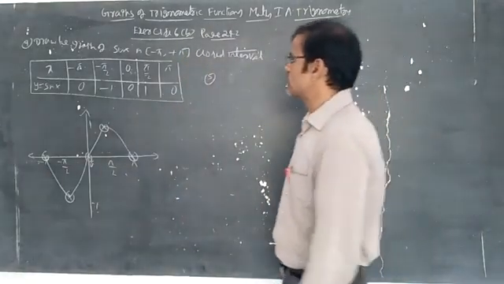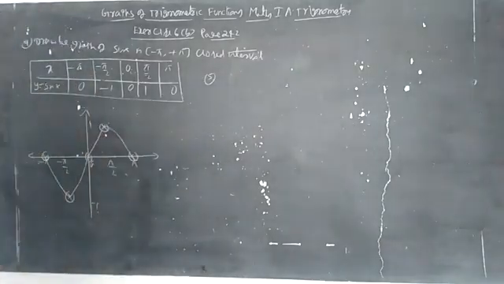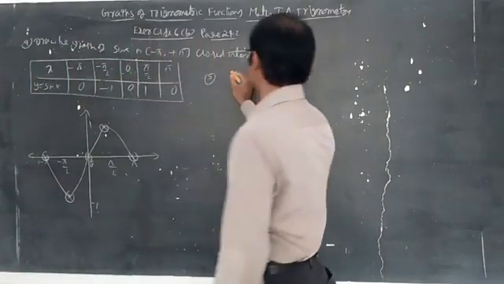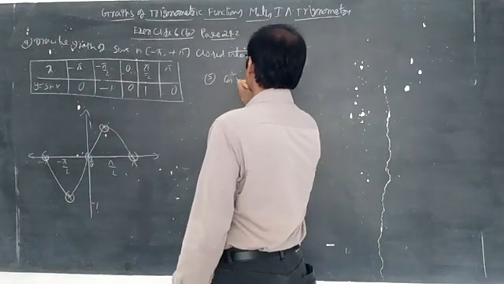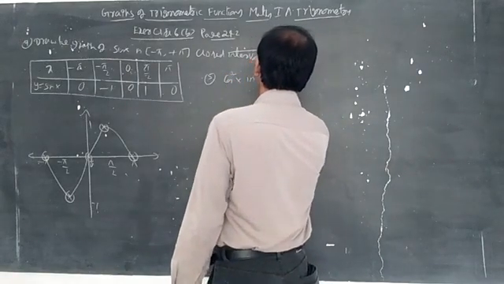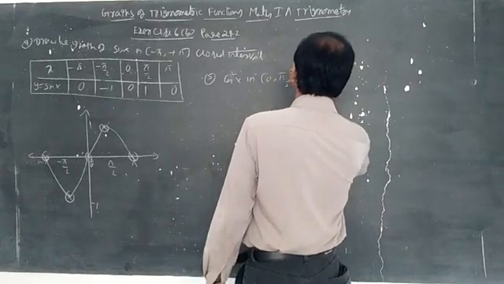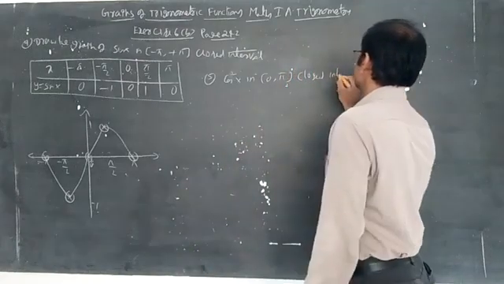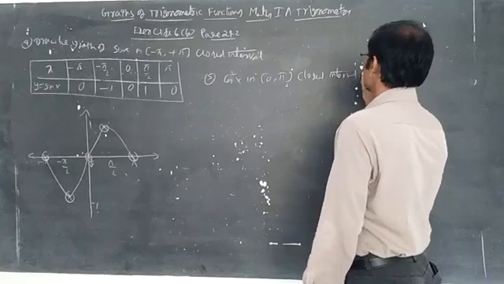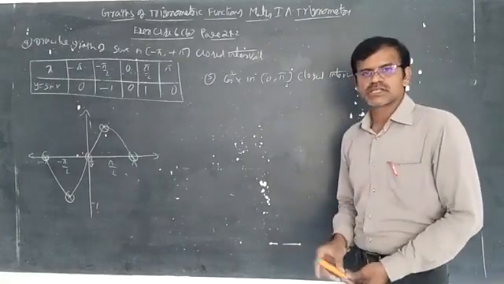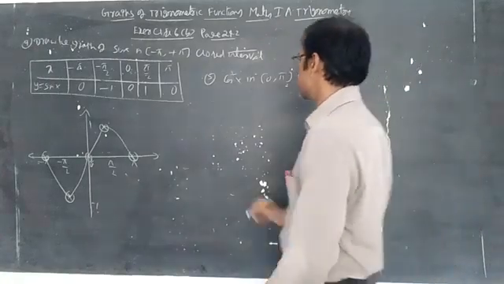Now write the fifth question. Cos square x in the closed interval 0 to pi. Closed interval means 0 is there and pi is there, and the values in between also exist here.